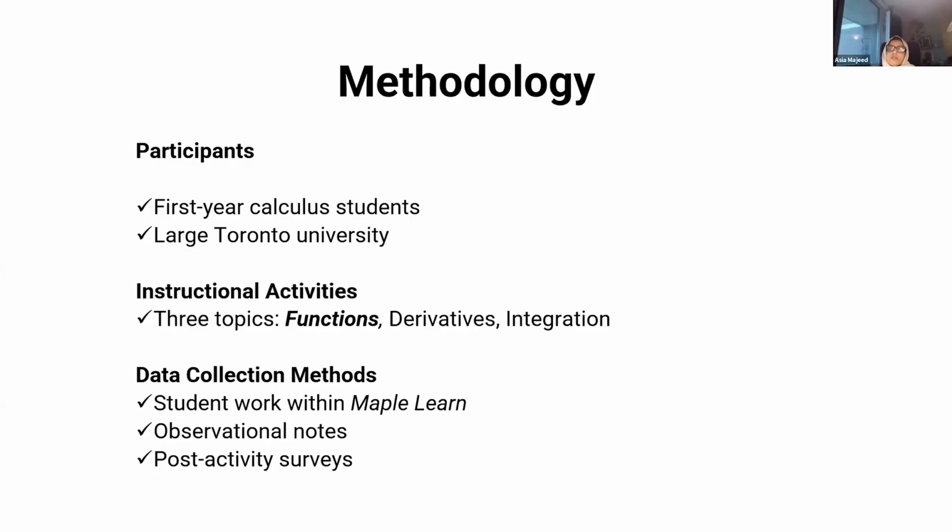For data collection, we used 3 complementary sources. First, we analyzed students' actual work within MapleLearn, their steps, reasoning, and visual manipulation. Second, we took observational notes during the session to capture behavior and discussions. And third, we gathered post-activity surveys to understand students' perception and learning experience. Together, these methods show how students interact with MapleLearn and how it shapes their mathematical thinking.